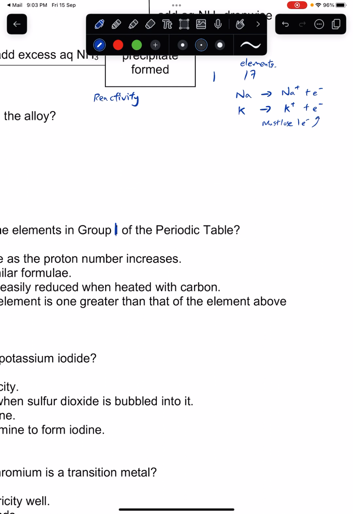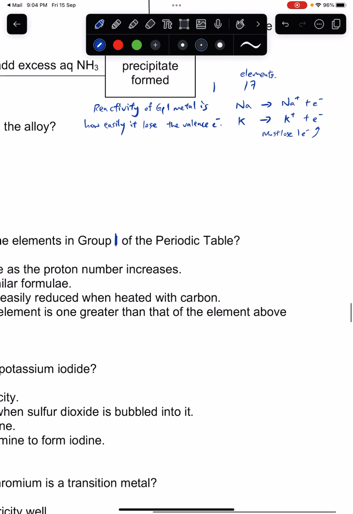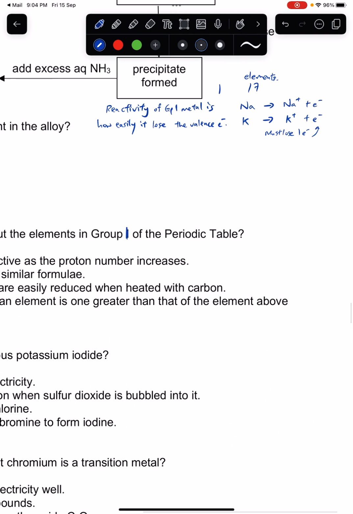So I'm going to define reactivity of group 1 metal as basically how easily it loses the valence electron, or in this case, the 1 electron. So once you have a topic sentence in this case, you can start to argue. So what happened down the group? Down group 1, there is more electron shell.